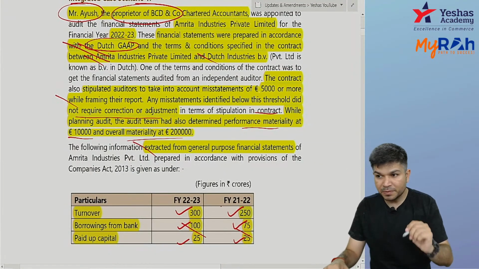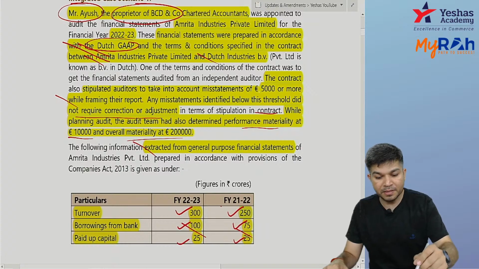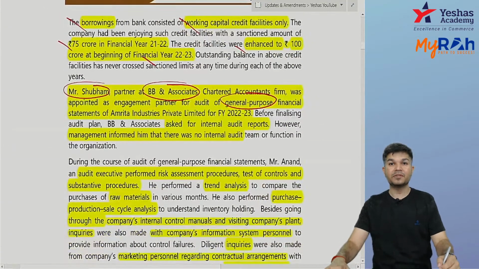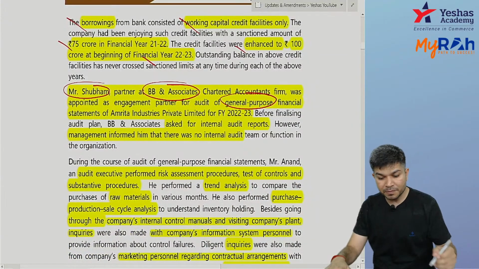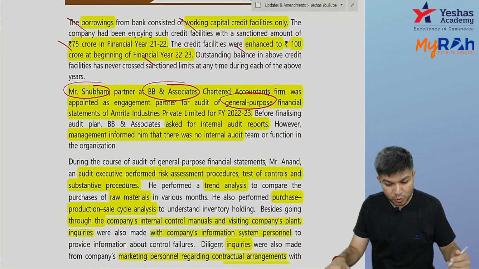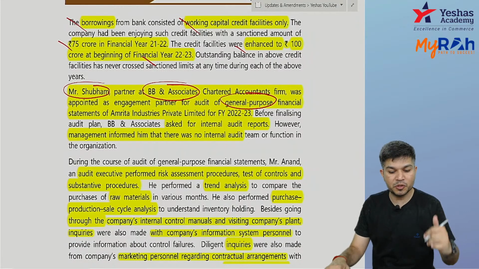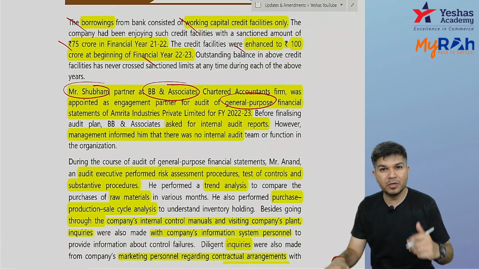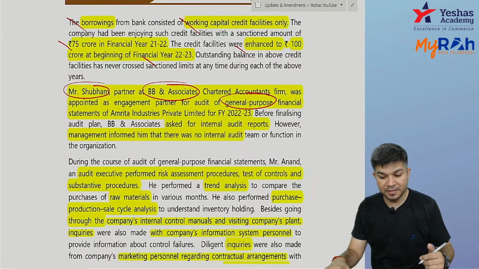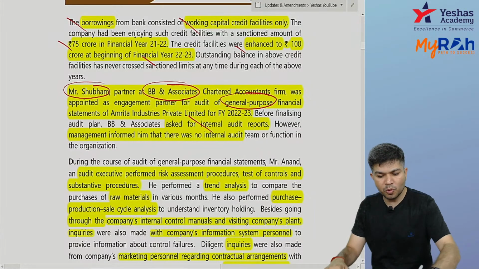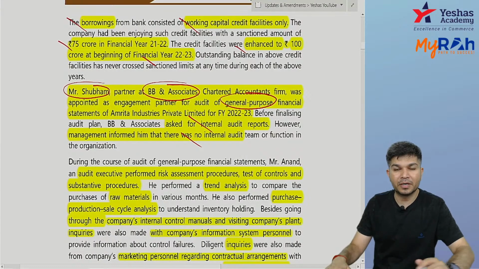So for the special purpose financial statement, the auditor is Mr. Ayush, proprietor of BCD and Company. And for the general purpose financial statement, the auditor is BB and Associates, and the partner, Mr. Shubham, is the engagement partner. Now, whenever they were appointed as auditor for the general purpose financial statement, before finalizing, they asked for the internal auditor's report and were told there's no internal audit done. Okay, now let's check the details, whether internal audit is required or not.